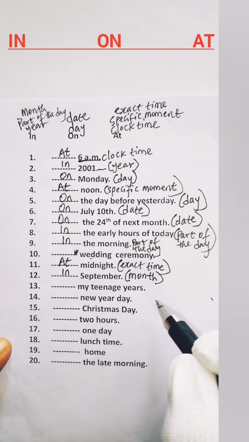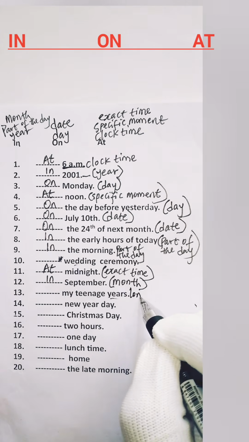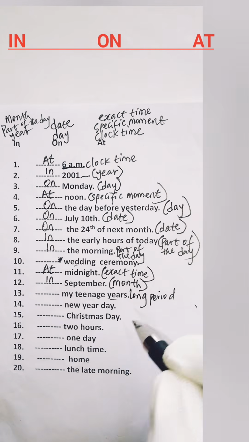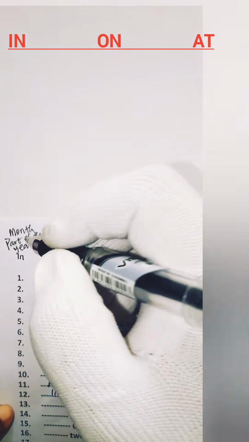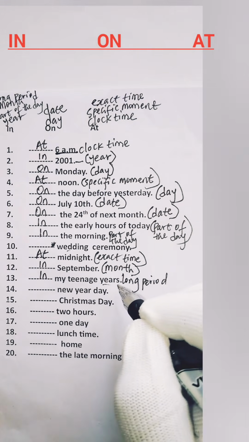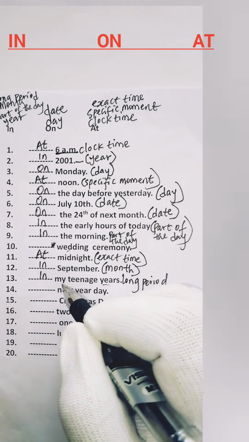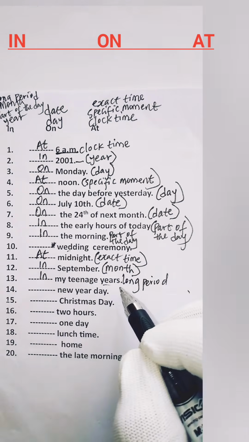13. Blank my teenage years. It refers to a long period of time. So when referring to a long period, the preposition to use is in. In my teenage years. Example sentence: I ran very fast in my teenage years. I cooked very well in my teenage years.